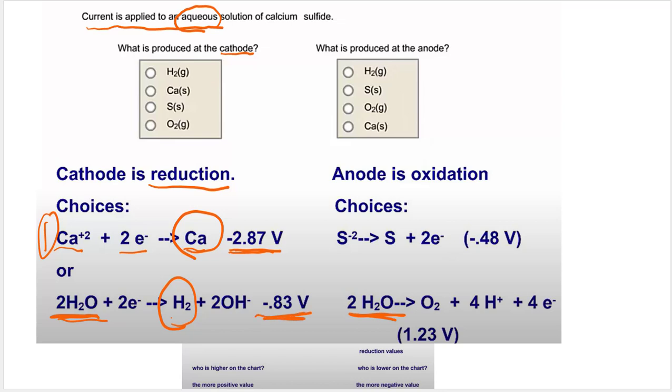So which one is higher on the chart? Who has the more positive value? And that would be this guy. So what is produced at the cathode? Hydrogen gas is produced.